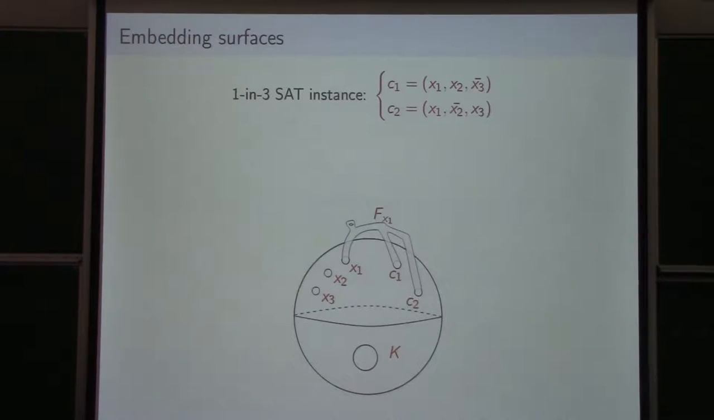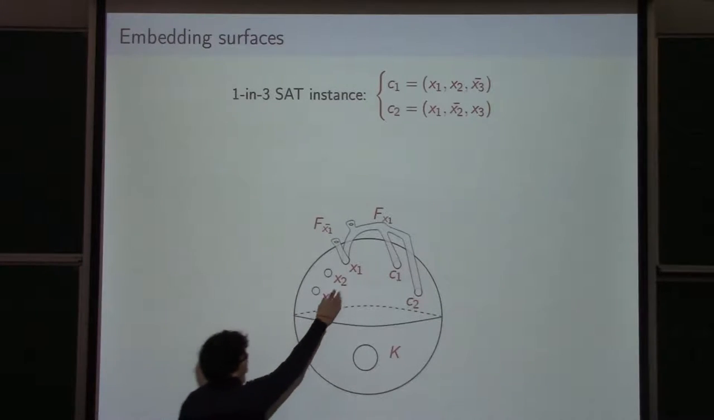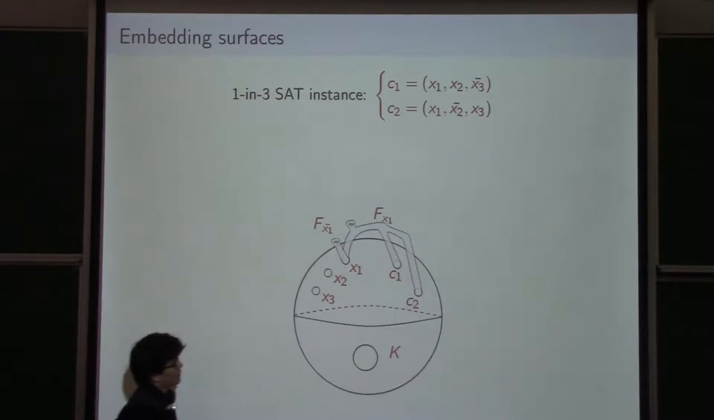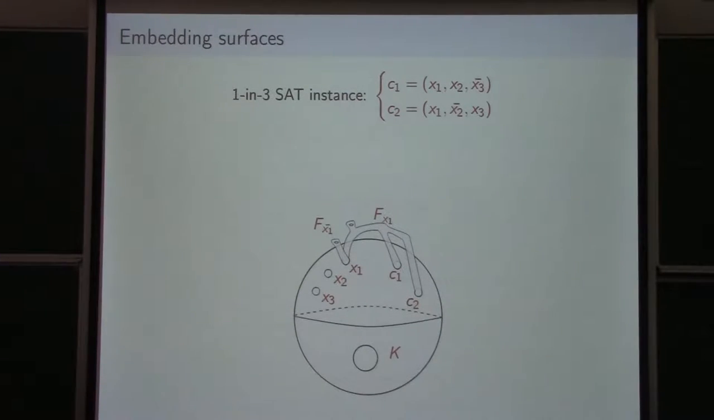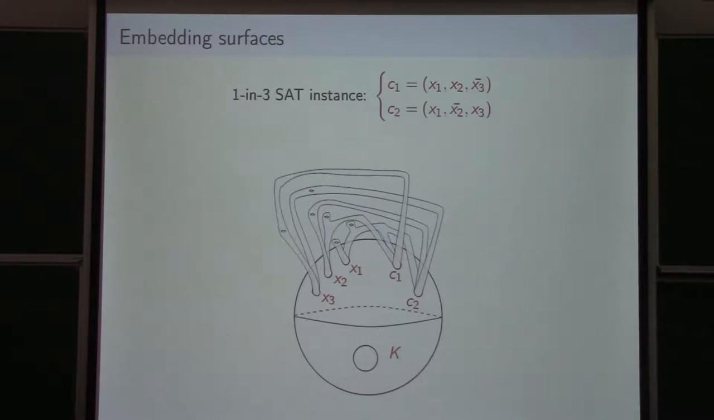You also do the same for the appearances of not x1. In this example, not x1 appears nowhere, so you don't plug it to anything. So around here, it's really a two complex. There is some branching going on here. It's not at all a two manifold. And then you do the same for the other ones. For example, x2 appears in c1, you do that. Not x2 appears in c2, you do that. And you continue, and you've got this two complex here.